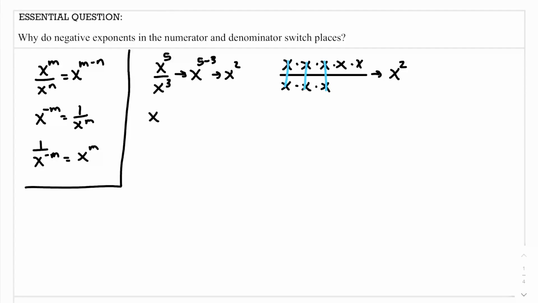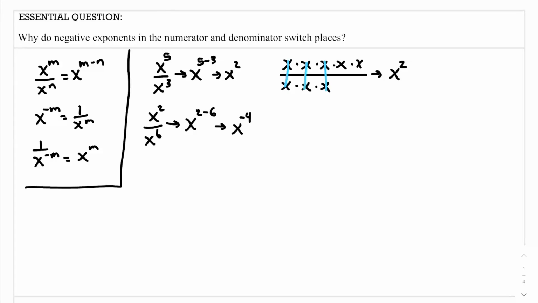So now let's look at an example where the numerator is smaller than the denominator. We're going to apply this same rule. We've got x squared divided by x to the 6th. So then we will have x squared, or x to the 2nd, minus 6, which is going to give us x to the negative 4 power. So we get a negative exponent here.